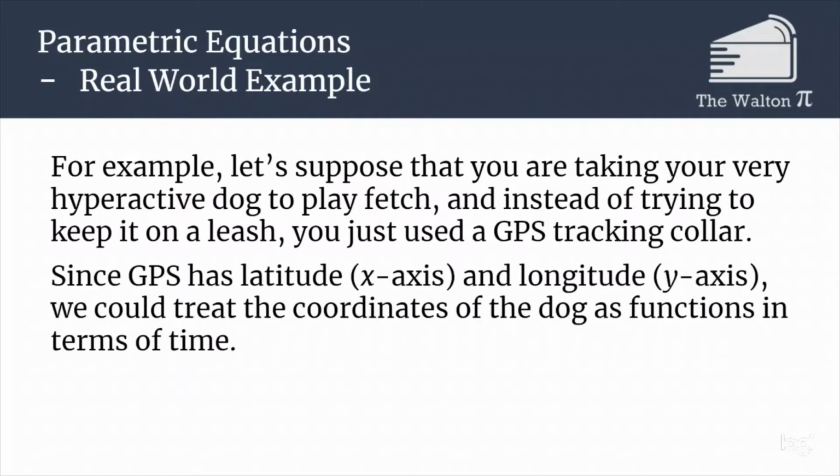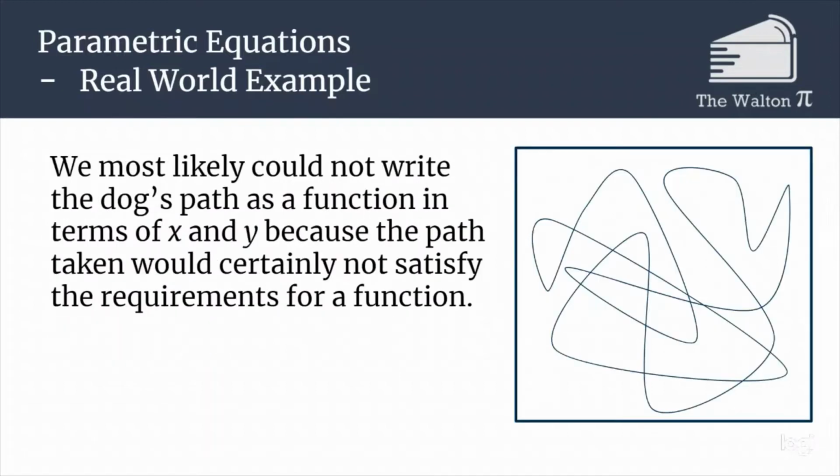And so since GPS has latitude and longitude, we can think of the latitude as like your x-axis and longitude as your y-axis, and we could treat the coordinates of the dog as functions in terms of time. So this might be one example of the path that your dog might go running on.